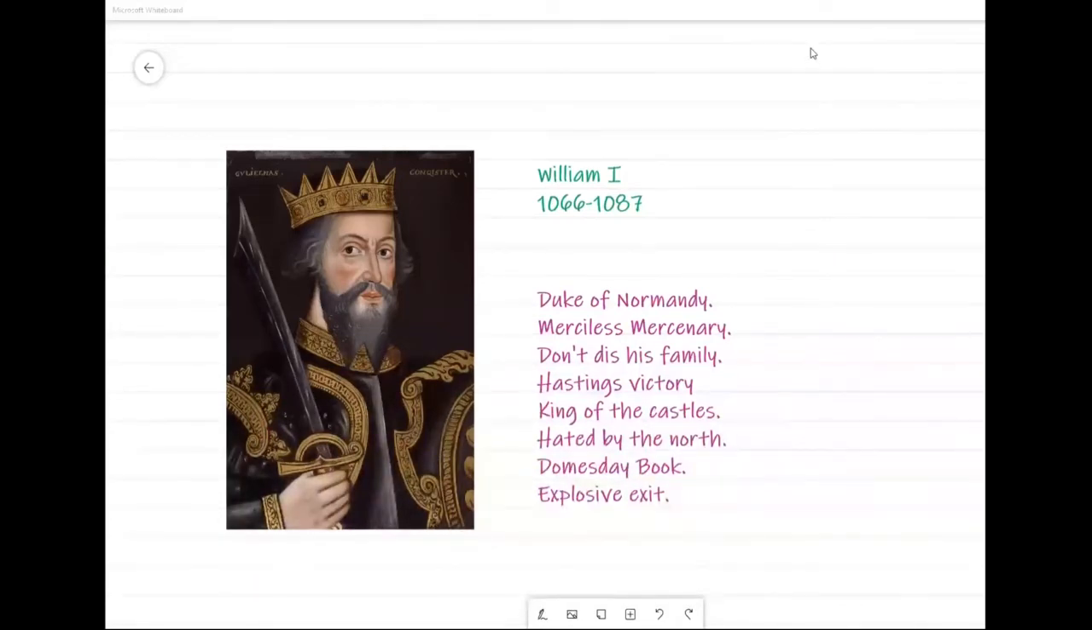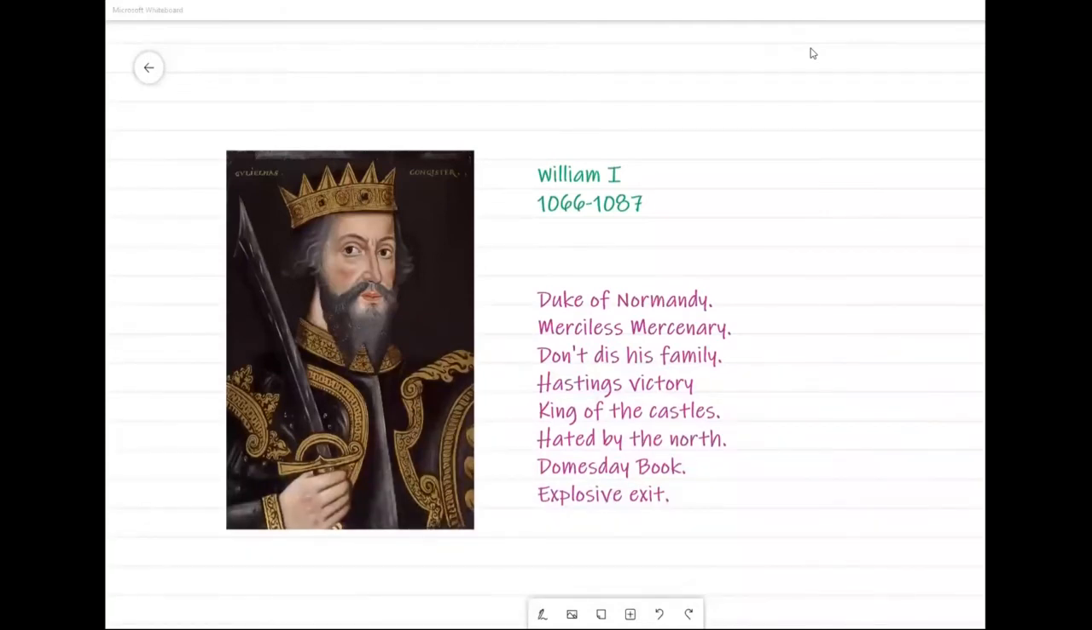William is also really clever. He gets together a great big army, loads of ships. He has more ships than they had in the Spanish Armada, if you know what that is. And the Spanish Armada was supposed to be the biggest fleet to ever invade Britain. It wasn't. This was bigger.